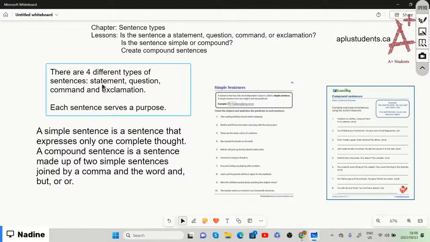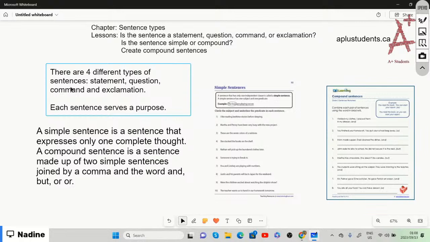With the 4 different types of sentences, each one serves a purpose. With a statement, you're just telling someone something. It's like saying, I love my teacher. It's just telling someone something, finish, period. You do not expect a response. You do not expect somebody to say anything back. It's just me telling you that I love my teacher.